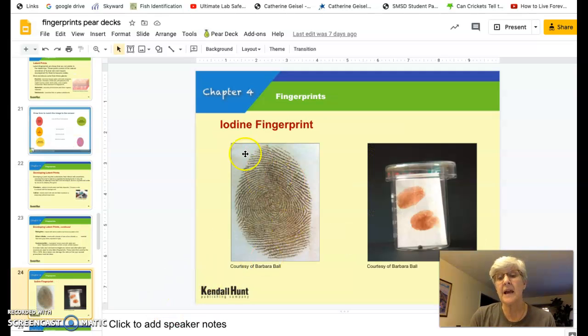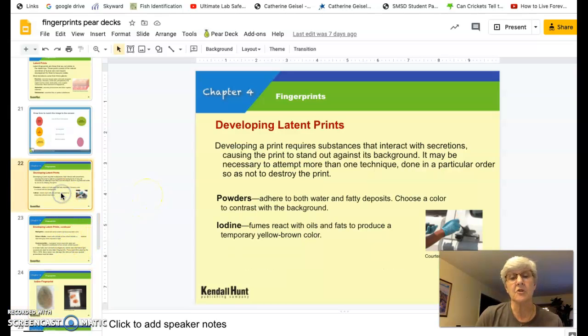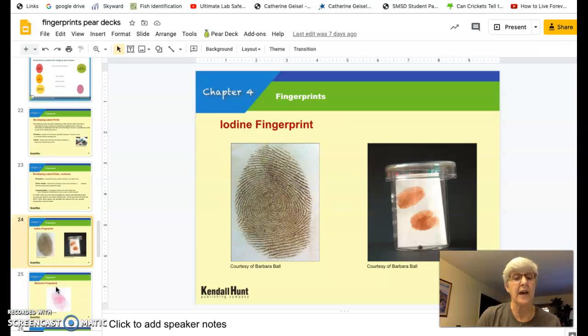So here's a picture of an iodine print. When you put the iodine crystal in there, if it's on paper, the iodine will become a gas, and it will adhere to the substances found in the fingerprint. Just to make sure I'm accurate on this, it will actually attach to the oils and the fats.